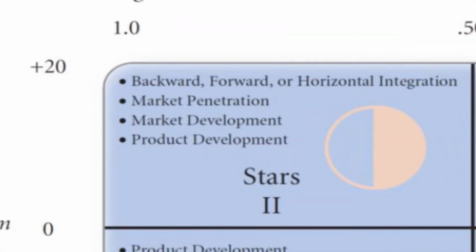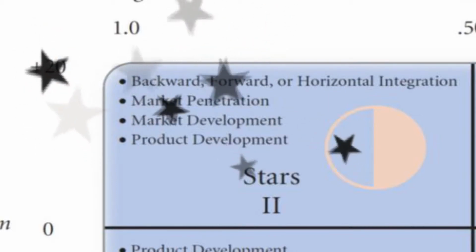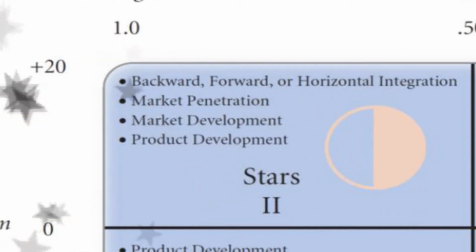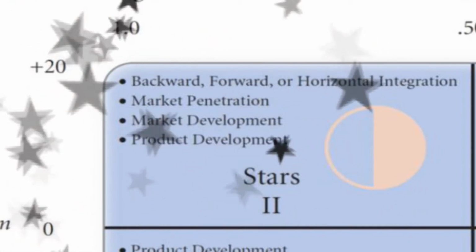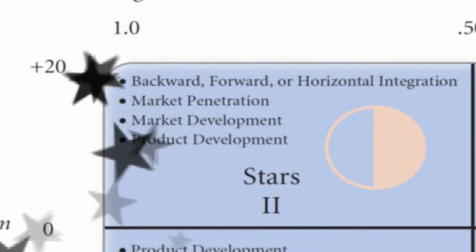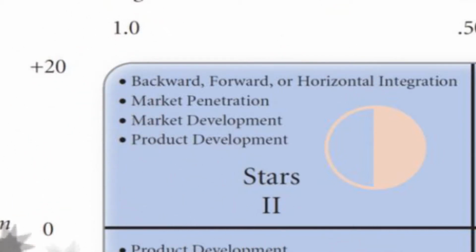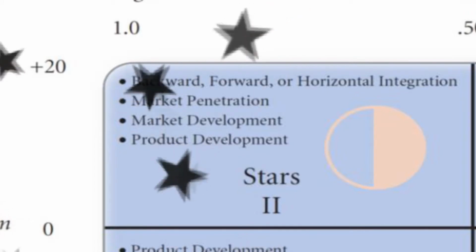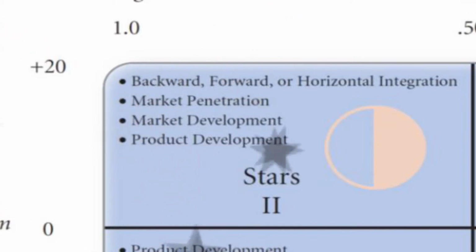while those located in quadrant 2 are called stars. The stars represent the organization's best long-run opportunities for growth and profitability. Divisions with a high relative market share and higher industry growth rate should receive substantial investment to maintain or strengthen their dominant position. Forward, backward, and horizontal integration, market penetration, market development, and product development are appropriate strategies for these divisions to consider.